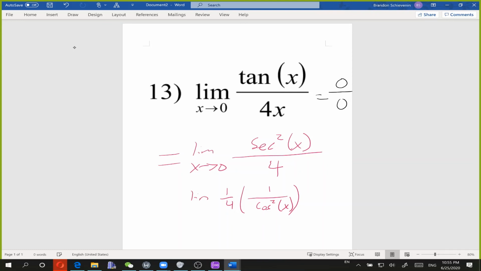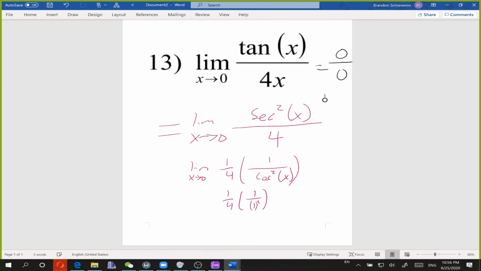What is the cosine at 0? 1. Okay, so the cosine at 0 is 1, squared is still 1. So this is 1 over 1 times 1 over 4. It's still 1 over 4.